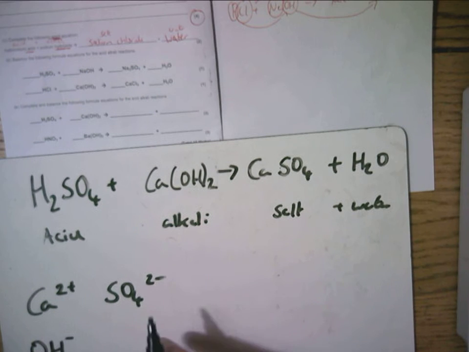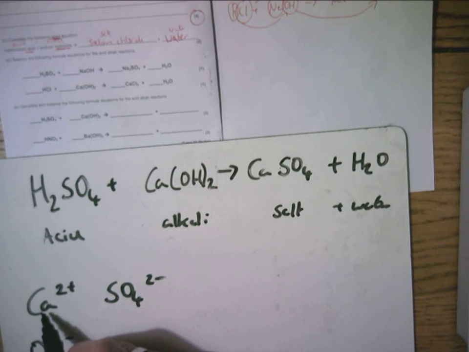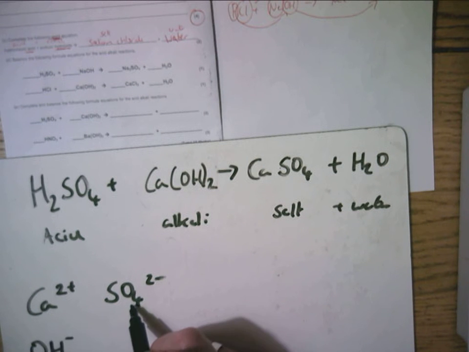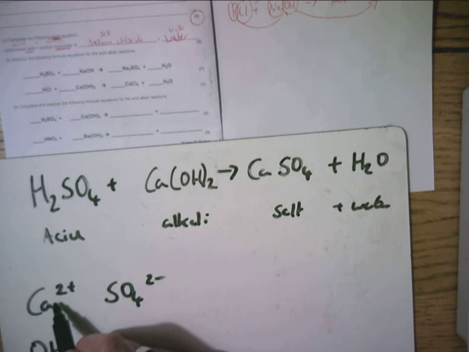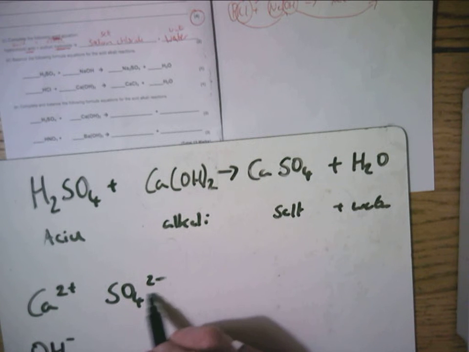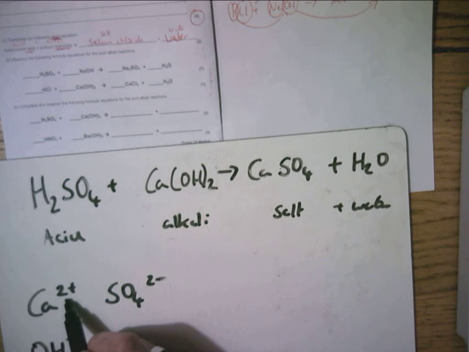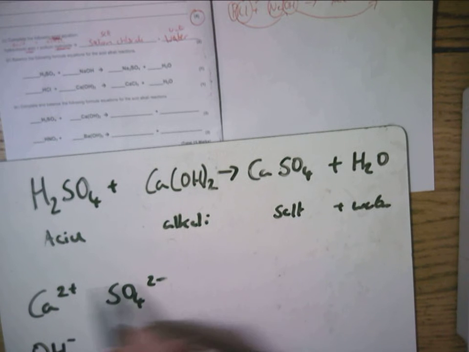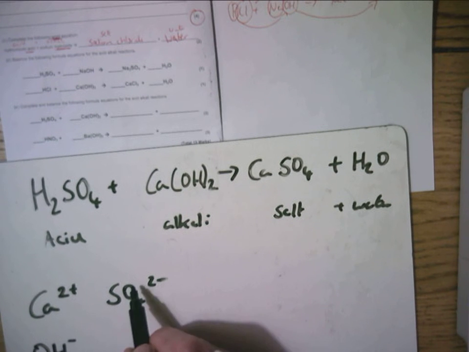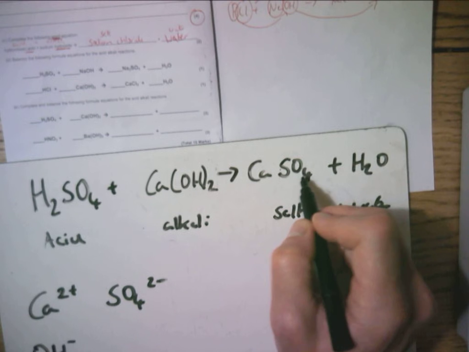So the question then is, calcium sulfate, what's the correct formula going to be? How many calciums need how many sulfates to balance out the plus of the calcium and the negativeness of the sulfate? Well, Ca2+ plus SO4 2-, those balance out, don't they? So the formula is going to be CaSO4, calcium sulfate.